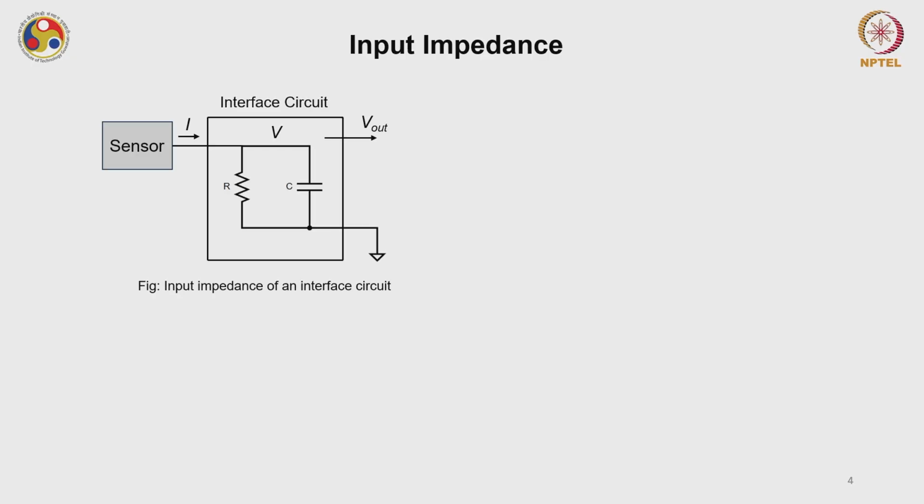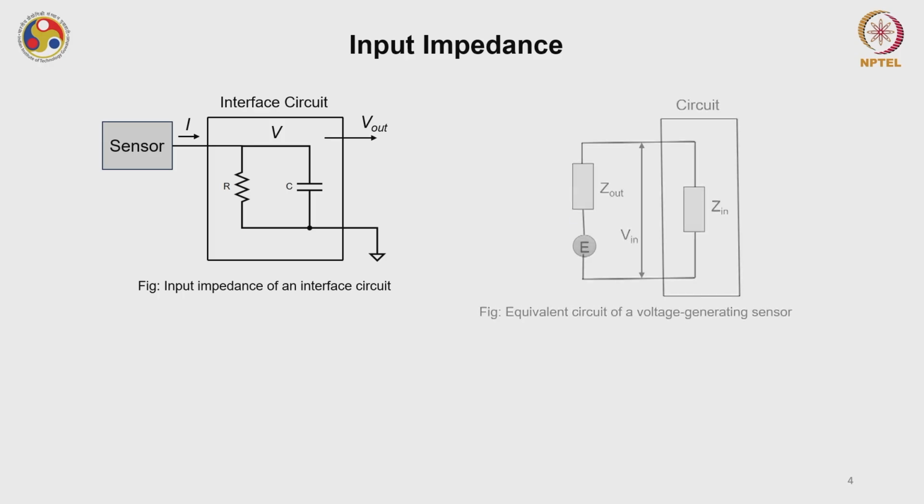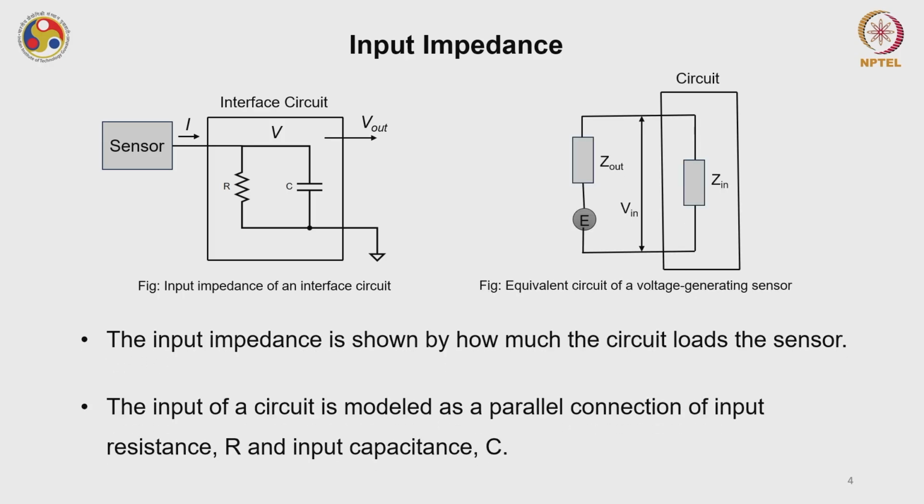So we'll see what this input impedance and output impedance that I am talking about is, and then we will see the amplifier and other things. Okay, just see this example. I have a sensor and this interface circuit in the form of an equivalent model, which can be simply a simple RC circuit in parallel. Now the input impedance is shown by how much the circuit loads the sensor. Because ultimately, even if you are not attaching a load device, this interface circuit is going to be a load at the output of the sensor, right?